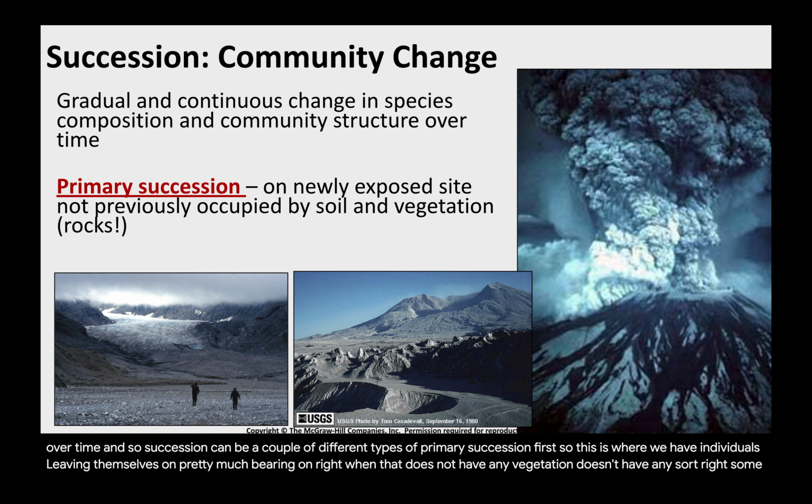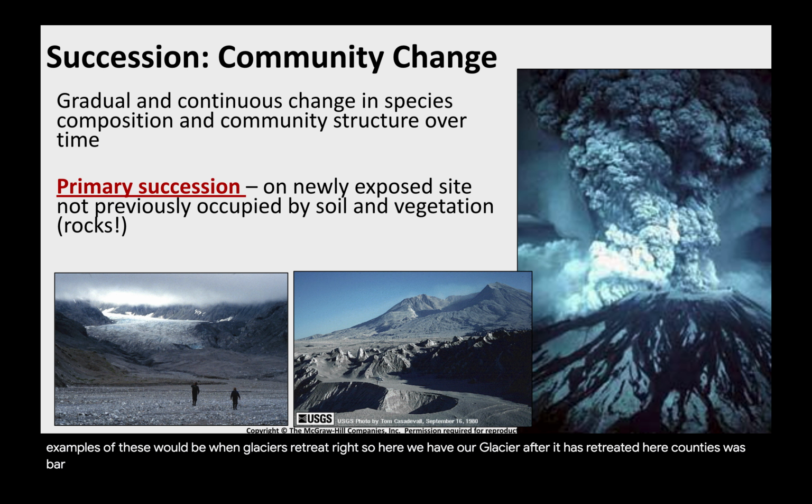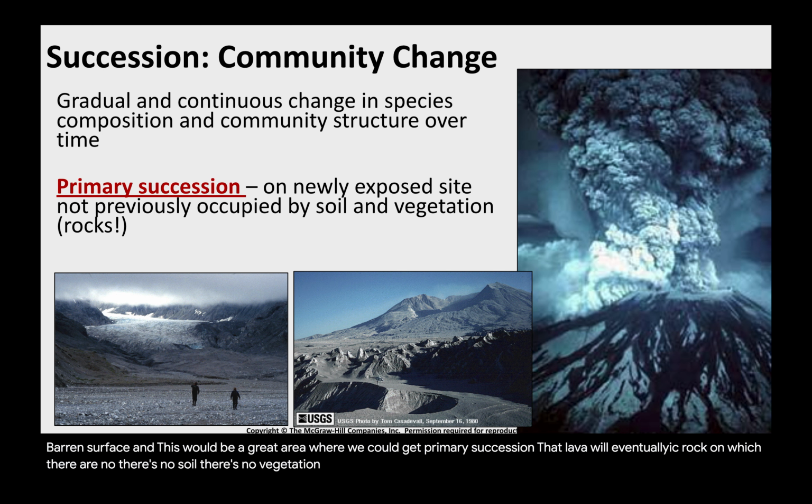Examples of these would be when glaciers retreat. Here we have our glacier. After it has retreated, it leaves this barren surface. Everything's basically been eroded and scraped away. This would be a great area where we could get primary succession. Same with volcanic eruptions. They spew lava. That lava will eventually harden and become volcanic rock on which there's no soil, no vegetation. So the act of these areas getting that vegetation, building those communities, would be primary succession.